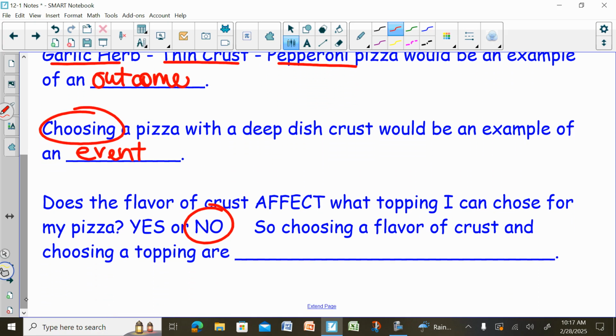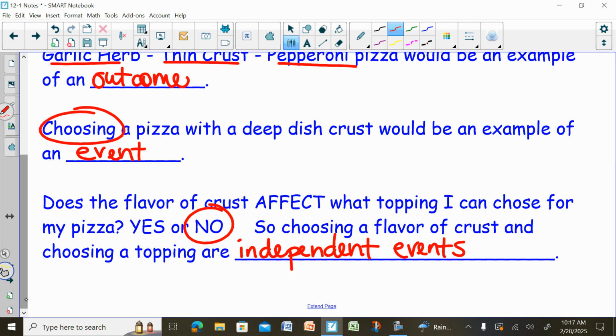So once we answer no there, choosing a flavor of a crust and choosing a topping are what we could call independent events. It's just important to note that they're separate from each other, so the one is not going to affect the other.